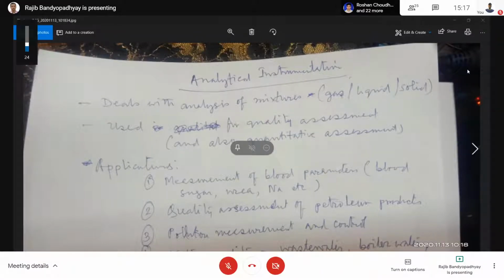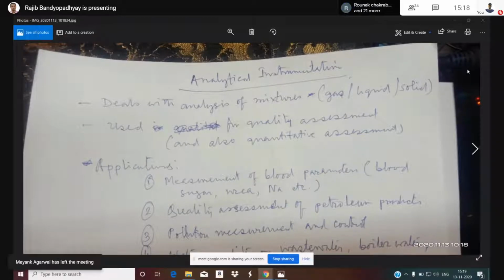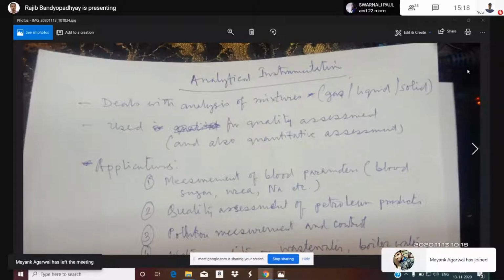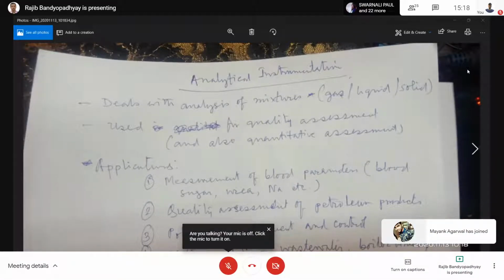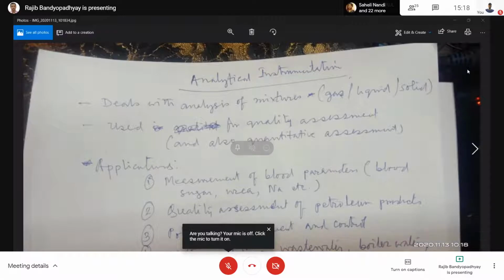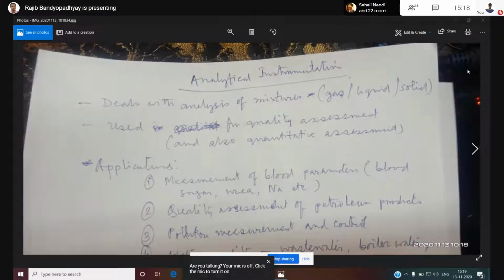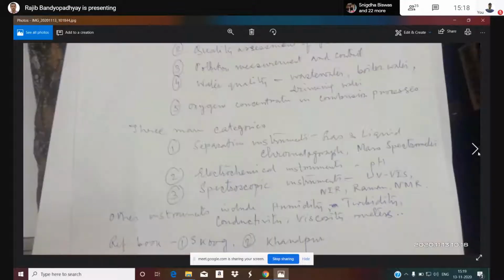The refineries use these analytical instruments quite extensively for gas composition. Petroleum is basically a mixture, right? So when you pass it through the distillation column, you need to analyze it and then take the proper measures. Then another is pollution measurement and control, on air quality and other types of pollution. Okay, and then water quality.